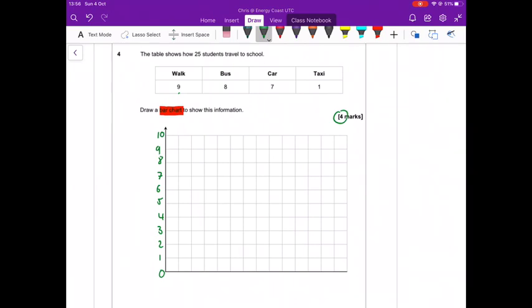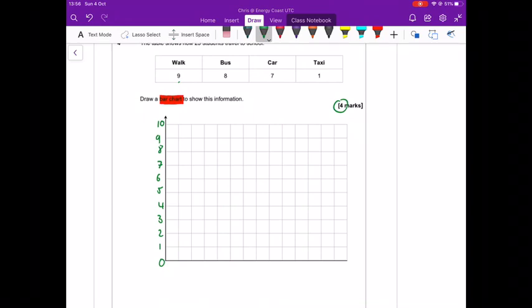Okay. I'm going to write sideways what these categories are. The first one is going to be walk. I'm going to skip one, then I'm going to go bus. I'm going to skip one, then I'm going to go car. This is just the easiest way to write these, okay?